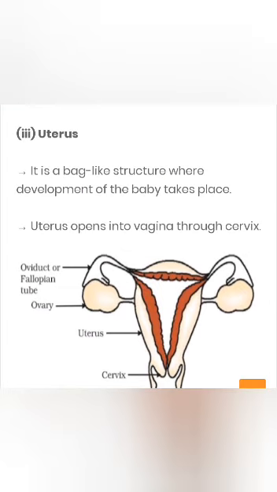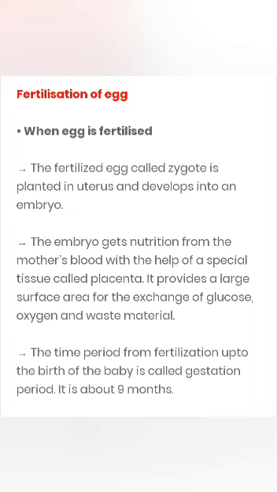Uterus. It is a bag-like structure where development of the embryo takes place. Fertilization of egg. What happens when the egg is fertilized in the oviduct? The fertilized egg, which is known as zygote, is implanted in the uterus and develops into an embryo.